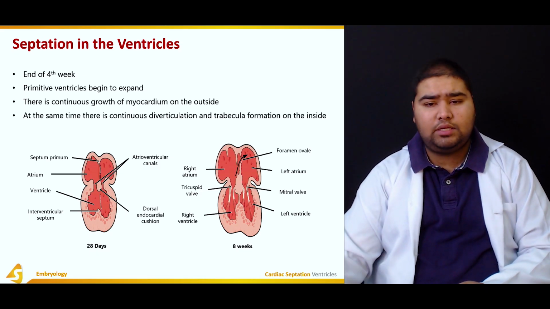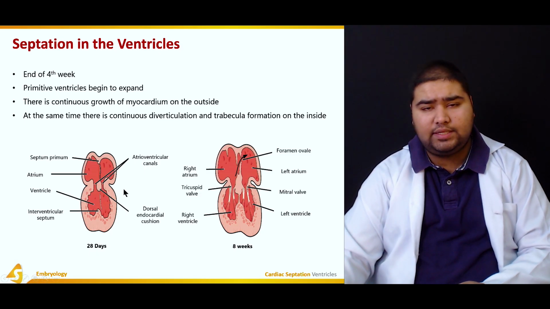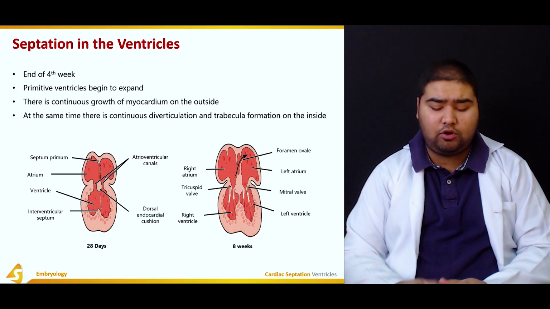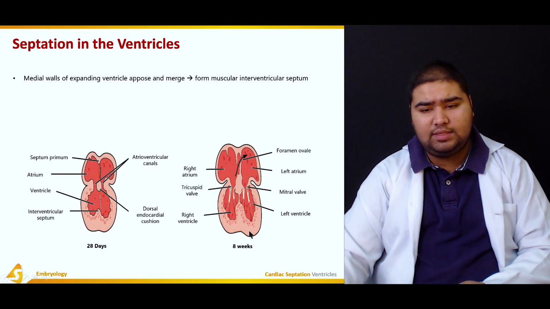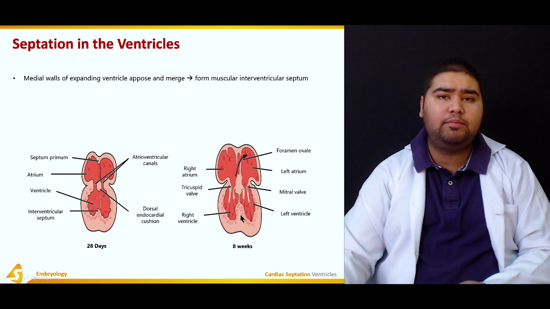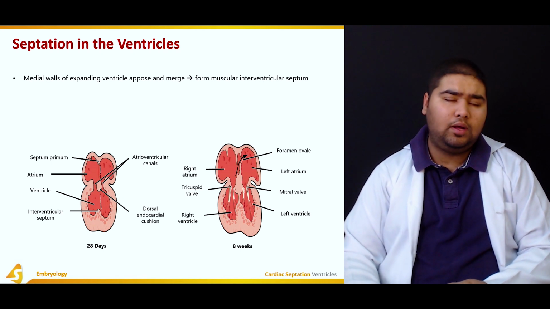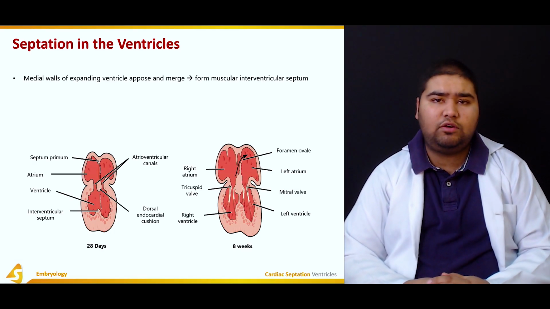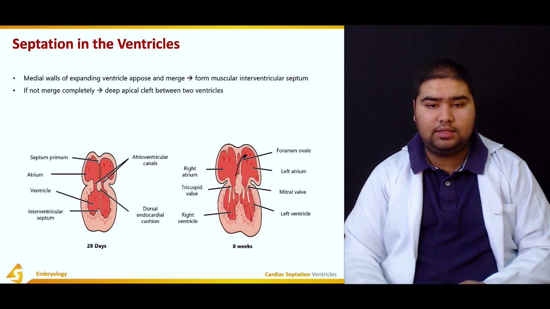At the same time, there's continuous diverticulation and trabecular formation. So there's diverticulation and trabecular formation, projections forming from the inside, as a result of which the medial walls of the ventricles fuse with each other and form the muscular interventricular septum. So how is the muscular interventricular septum formed? It is formed by the fusion of the muscular walls of the expanding ventricles.